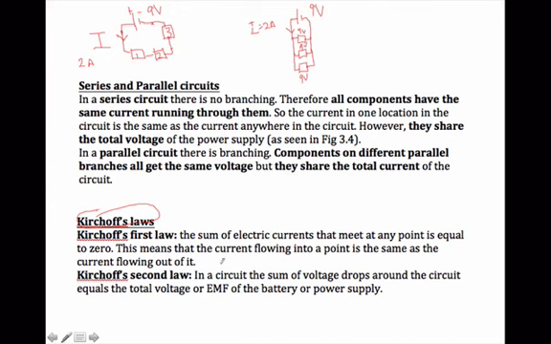Kirchhoff's second law: in the circuit, the sum of the voltage drops around the circuit equals the total EMF of the battery or power supply. Right, so we know that the voltage drop across here plus here plus here is going to equal 9. Voltage drop around this circuit is going to equal 9. And voltage drop around this one is 9. And this one's 9.